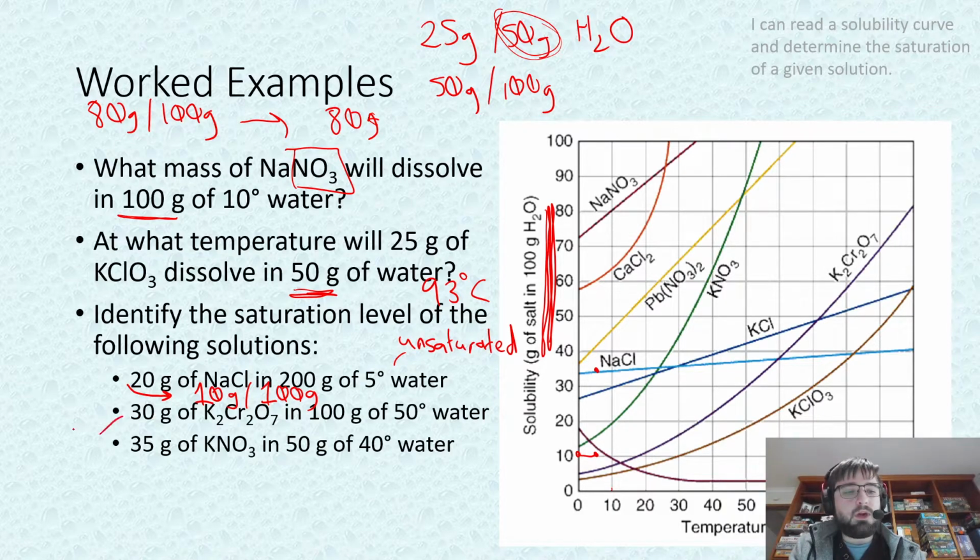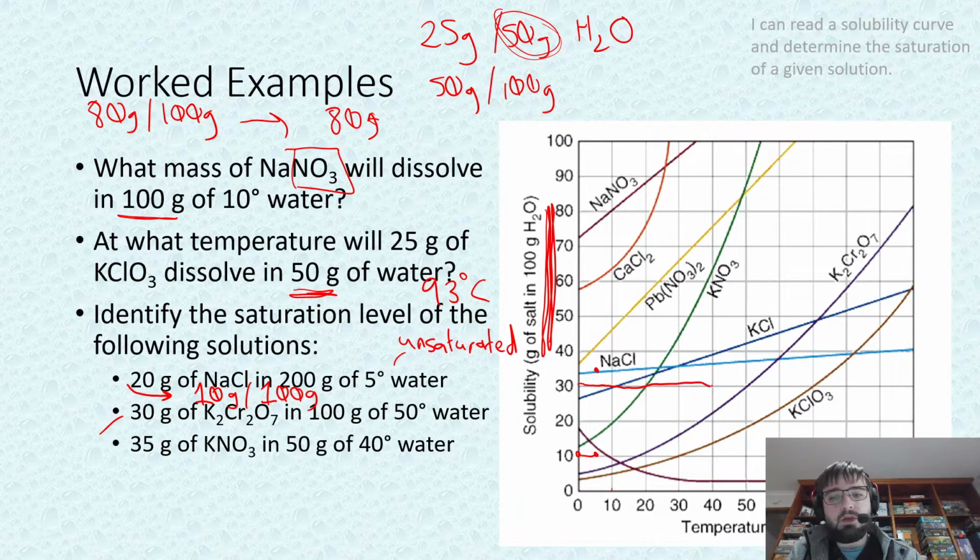All right, next up, we've got 30 grams of potassium dichromate in 100 grams of 50-degree water. Well, that's already in grams per 100 grams. So we're at 30, we're at 50 degrees. How does that compare to the potassium dichromate line? Well, it's exactly on it. So this is going to be saturated.